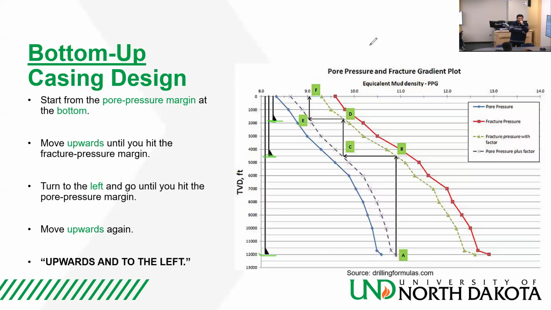Based on economics, in terms of designing for the casing, which one is most appropriate in terms of economic benefits? Well, you want the mud window to be wider. Why? Because maybe you are afraid that if you are very close to the pore pressure, the safety margin is small, and for the fracture pressure the safety margin is small.